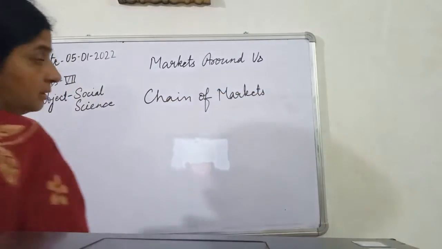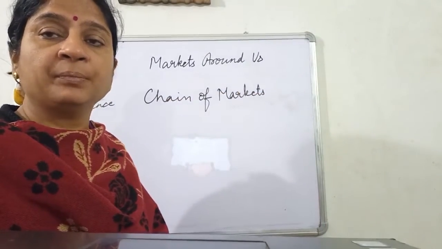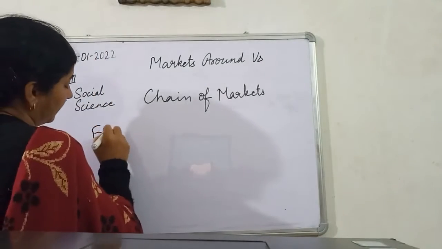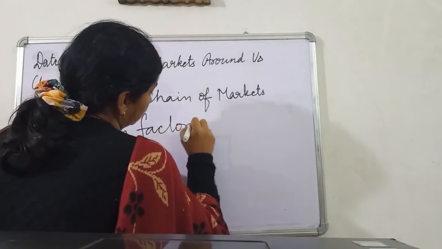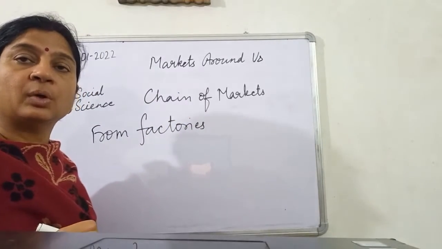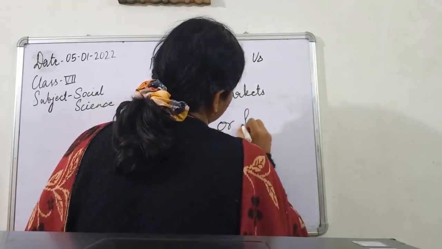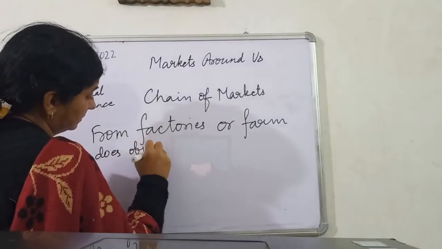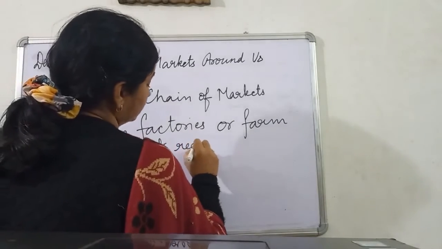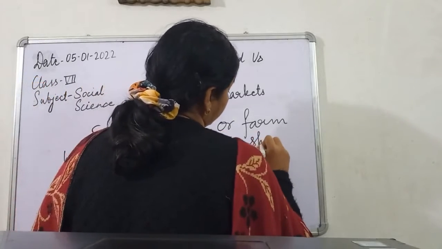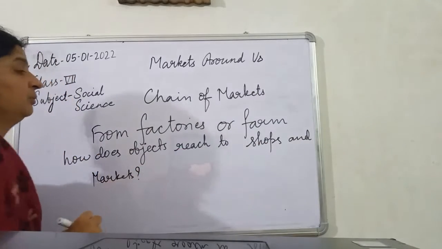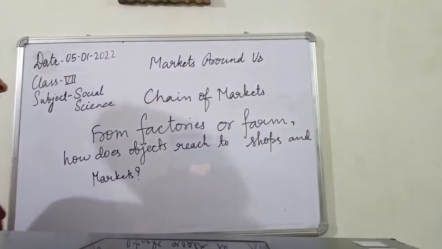So how do they reach the shop? That is the question. What we are going to discuss now is how the products reach the shop from factories or farms. How do objects reach shops and markets from factories or farms?